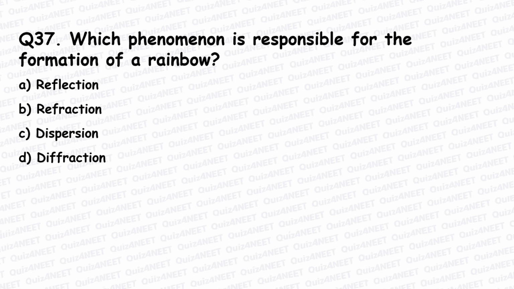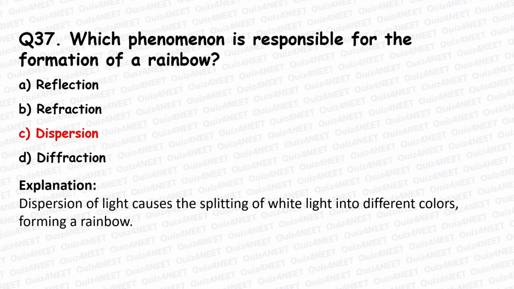Q37. Which phenomenon is responsible for the formation of a rainbow? A, reflection. B, refraction. C, dispersion. D, diffraction. Answer C, dispersion. Explanation. Dispersion of light causes the splitting of white light into different colors, forming a rainbow.